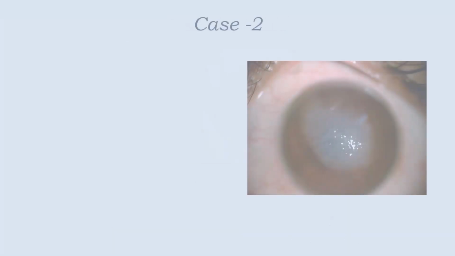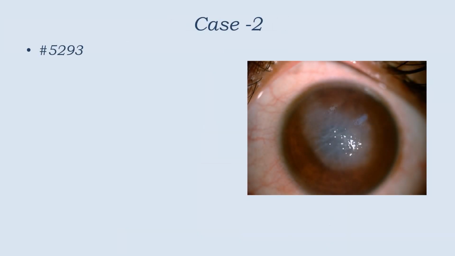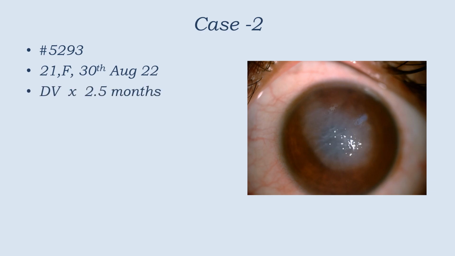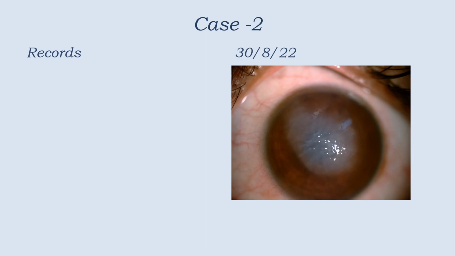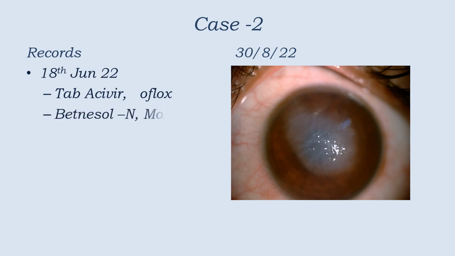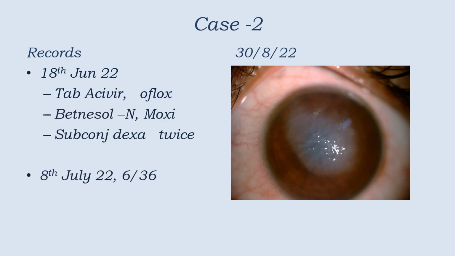Second case is of endothelial disease, a young female who presented with long duration of blurred vision. Surprisingly, according to her records, in the beginning she was diagnosed as having viral etiology and on 18th June she was started on oral acyclovir and oral antibiotic. Steroids were given topically and subconjunctival too, but these were stopped after 20 days. So when she came to us, it was 2 months without steroids.